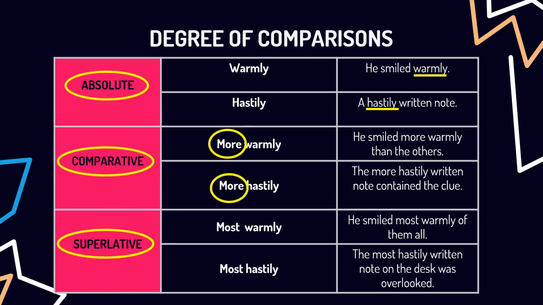For example, he smiled more warmly than the others. The second example, the more hastily written note contained the clue. So comparative uses the word more. And thirdly, superlative. Superlative is when you are describing the highest degree. For the highest degree, you need to add the word most. Most warmly, most hastily. For example, he smiled most warmly of them all. And the second example, the most hastily written note on the desk was overlooked.